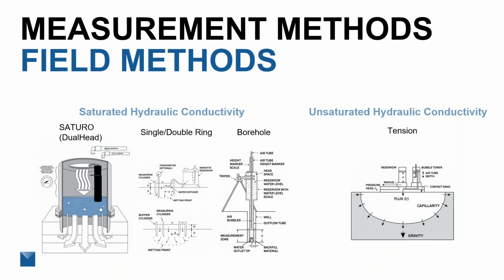But one of the nice things about a tension infiltrometer and about doing unsaturated hydraulic conductivity is there's less of an issue with spatial variability because we're getting away from the structural effects and more so just looking at the impact of the bulk density and the soil texture. And we don't see as much of an issue with spatial variability when measuring unsaturated hydraulic conductivity.